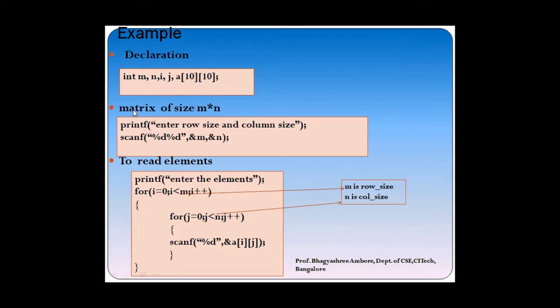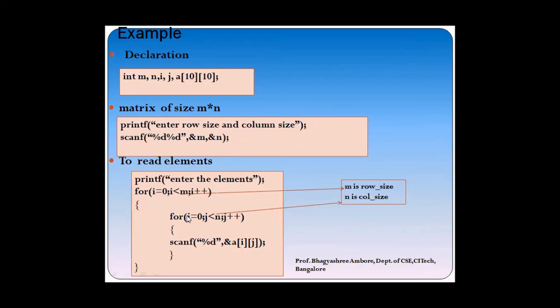Now the second step is reading the size of a matrix. Now I'll ask the user to enter the row size and the column size. User will enter that, I will read it in a variable m as row size, and in variable n as column size. For example, if I have a 2 cross 3 matrix, what is a row? 2. What is a column? 3. So m will become 2, n will become 3. In that way, I will be asking the user to enter the row size and the column size.